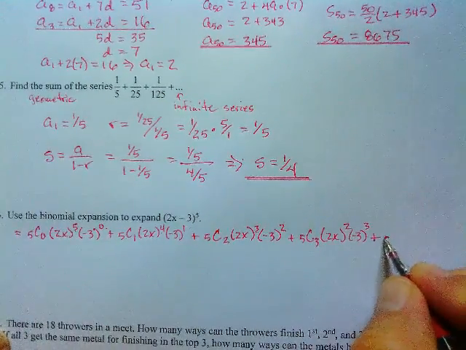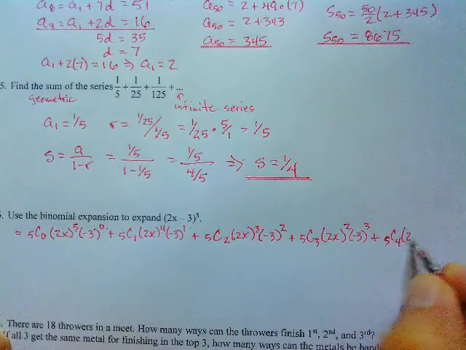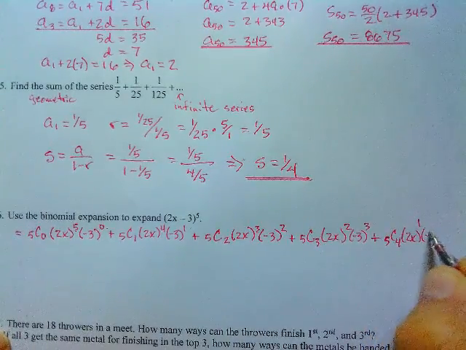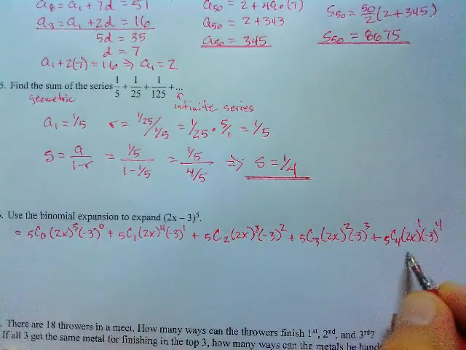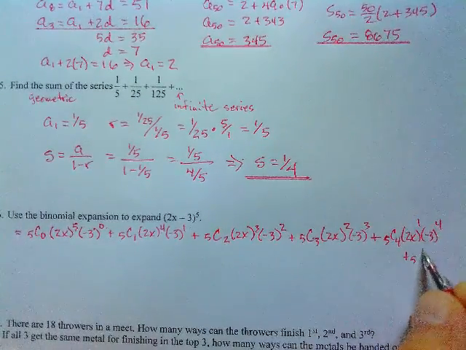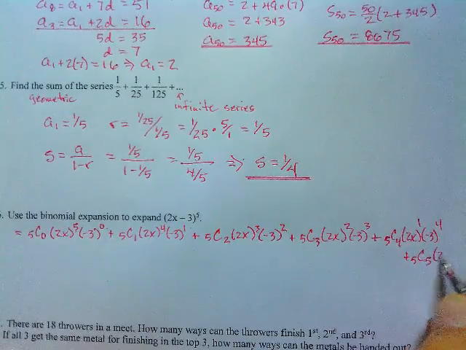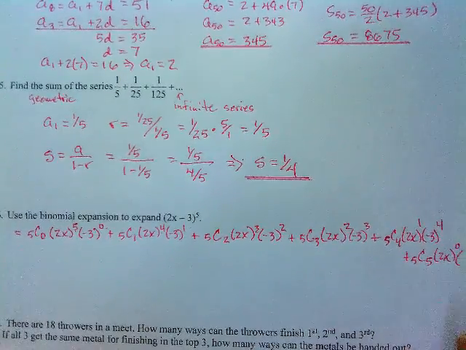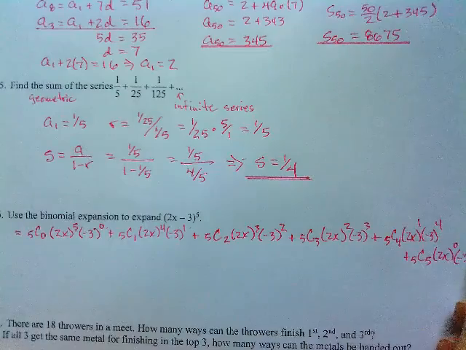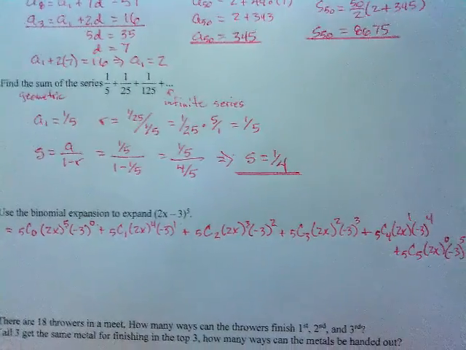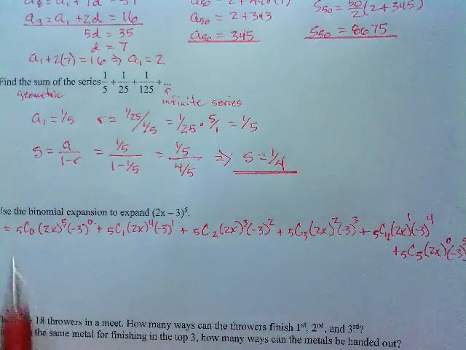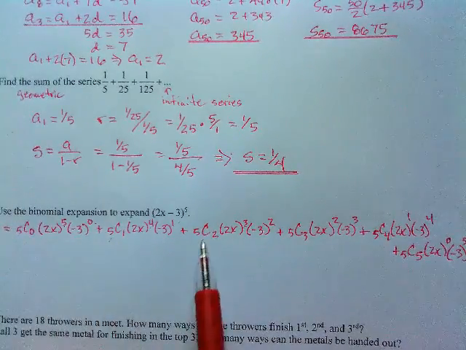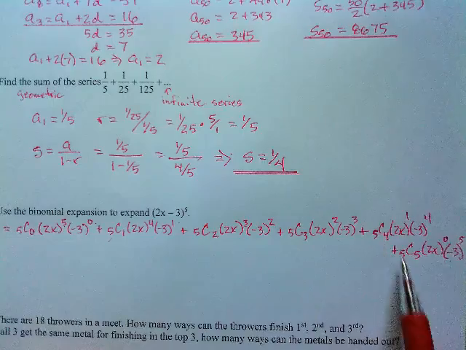plus 5c4, 2x to the 1, negative 3 to the 4th, and then plus 5c5, 2x to the 0, negative 3 to the 5. So you can see how 5c0, 5c1, 5c2, 5c3, 5c4, 5c5.